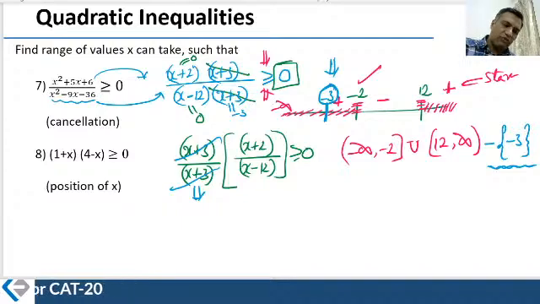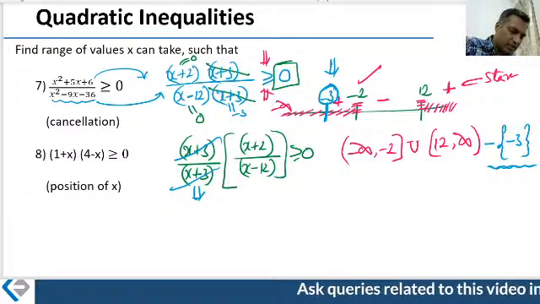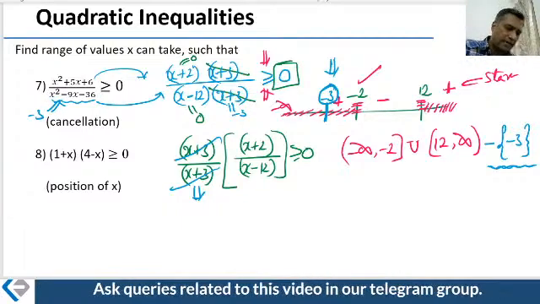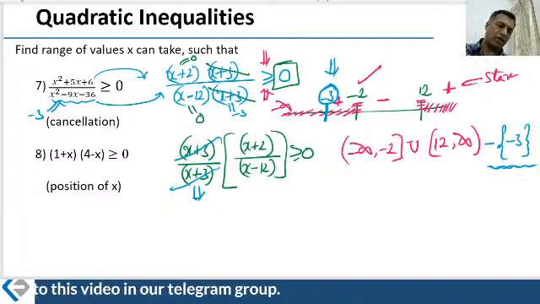Why remove it? Because if you use x is equal to -3, the denominator becomes 0, thereby it becomes indeterminate. We can't make the denominator 0 ever, right? That's the point with question number 7.